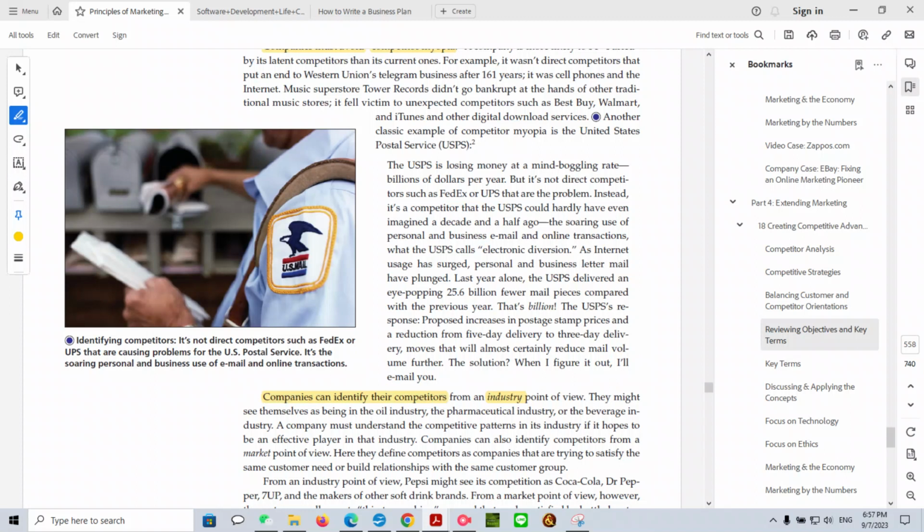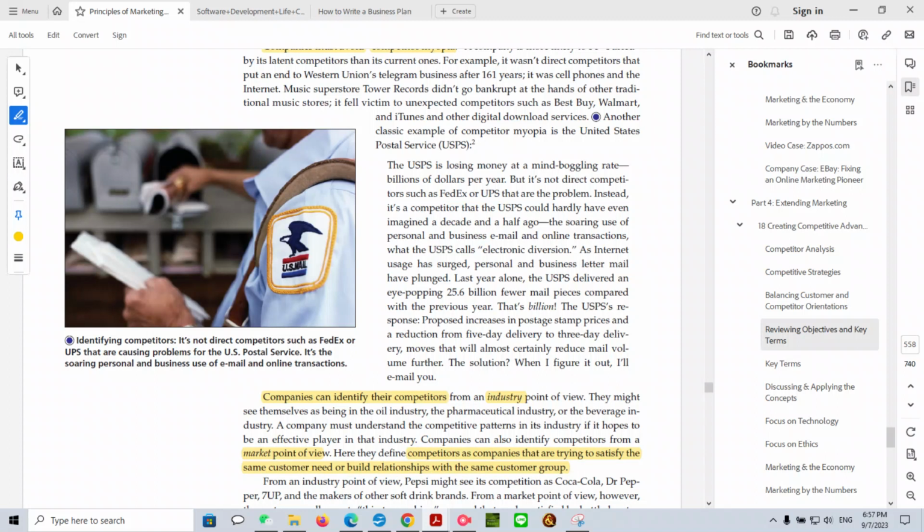They might see themselves as being an oil industry, pharmaceutical industry, beverage industry. A company must understand the competitive patterns in this industry. It hopes to be an effective player in that industry. Companies must also identify competitors from a market point of view. That is, here they define competitors as companies that are trying to satisfy some customer need or build a relationship with the same customer group.